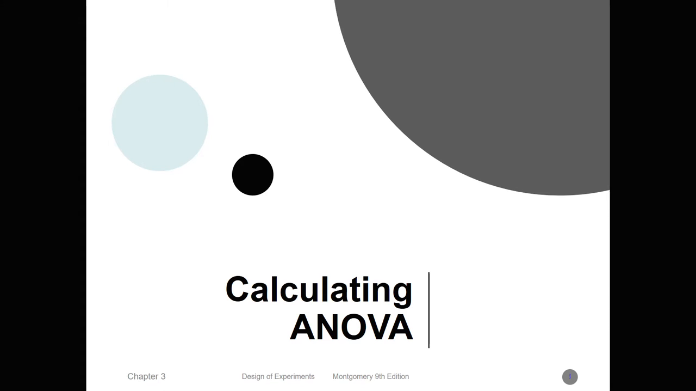In this video, we'll talk about the calculations that allow us to objectively compare the means from each of the different factor levels to one another. After we talk about these calculations, we'll show an example and then dive a little bit into the theory as to why this works out statistically.